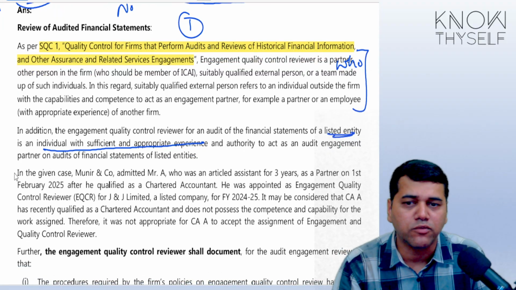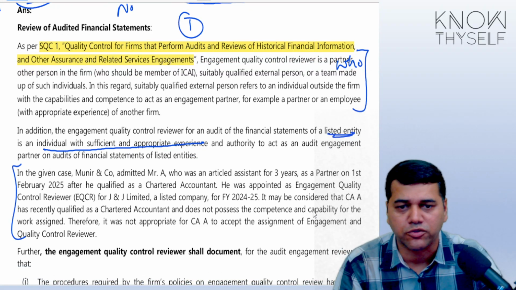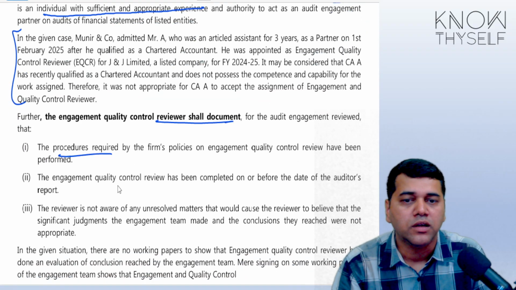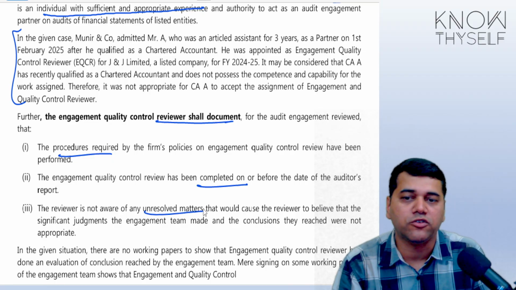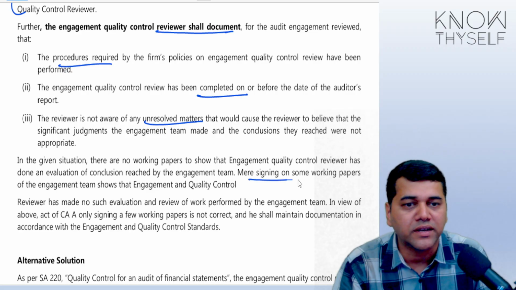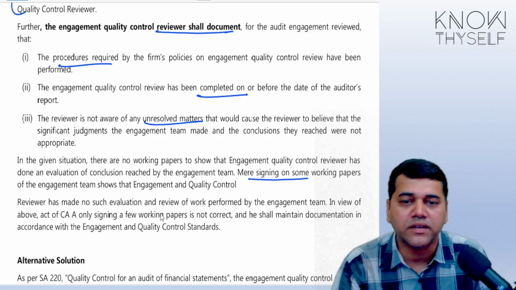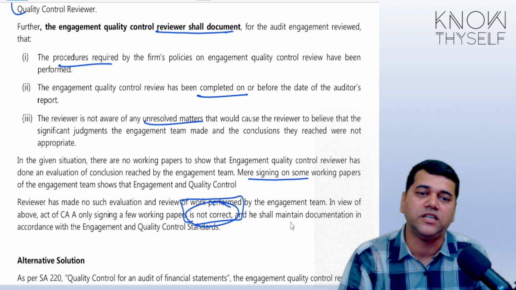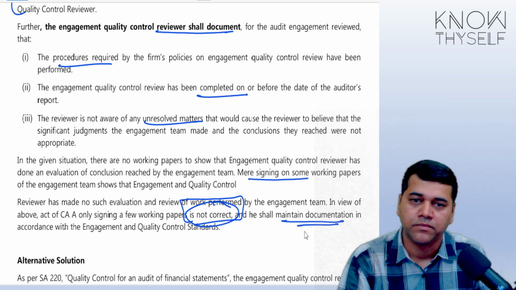Then you start explaining the story. So you need to document procedures performed, review completed, and unresolved matters. In the given case, he did not do this also. He merely signed it. Mere signing of the working paper is not correct. This is the key word: not correct. He shall maintain the documentation.